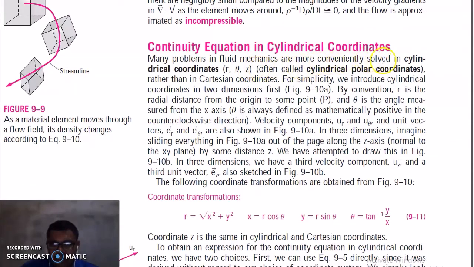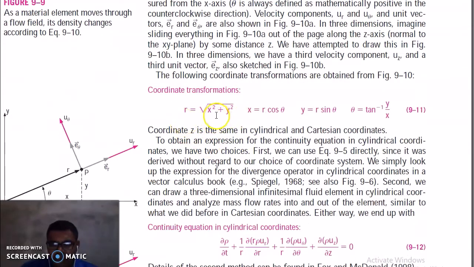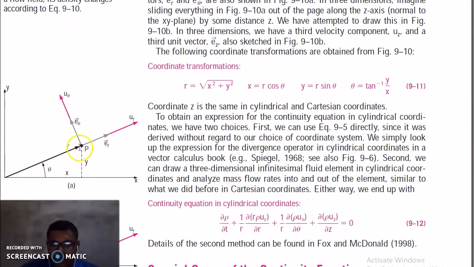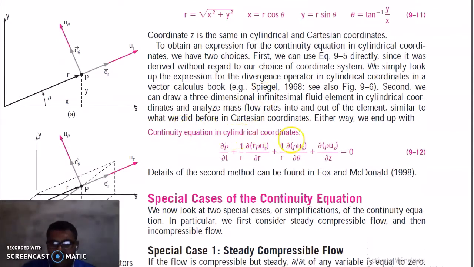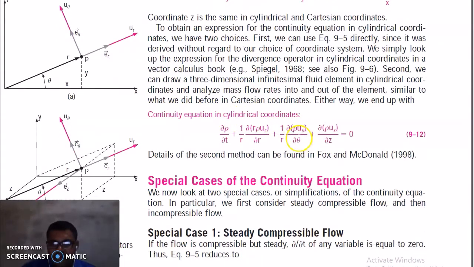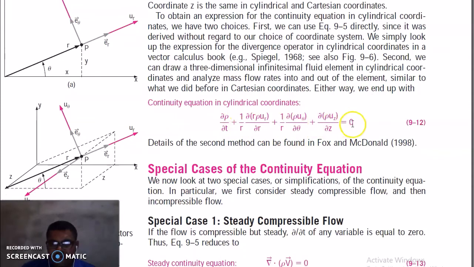Continuity equation in cylindrical coordinates. In cylindrical we use r, theta and z. So r is equal to under root x square plus y square. This is r, this is your x coordinate, this is your y coordinate, this is your theta. So r is equal to root of x square plus y square from triangle law. And also this is your ur, this is your u theta. So here you can write x in terms of r: x is equal to r cos theta, y is equal to r sin theta, or theta is equal to tan inverse y upon x. Now if you replace this x and y into the above equation, you can obtain the continuity equation in terms of cylindrical coordinates.